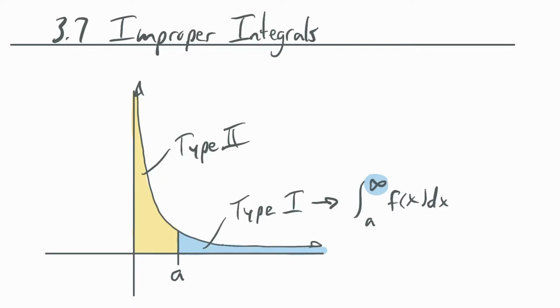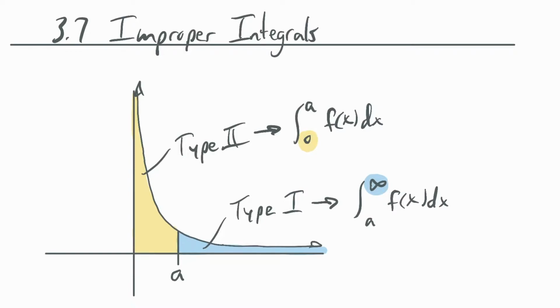And then type 2 would look like this, where you would have an integral from, say, 0 to a in this case of f of x dx. And the weird part about that is, well, this doesn't really work because the function's not defined at 0 because there's an asymptote there. So how would you do that?